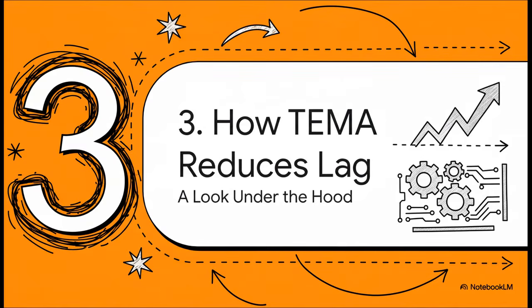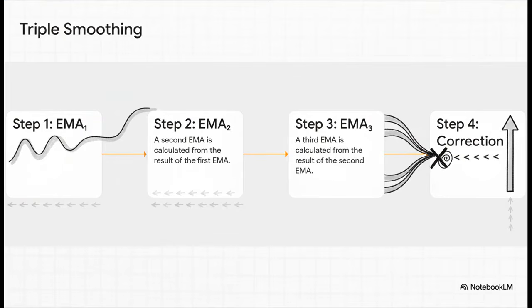Okay, so you're probably wondering, how on earth does it actually pull this off? How does it reduce the lag? Let's pop the hood and take a look. And don't worry, we're going to skip the super heavy math and just focus on the core concept, which is honestly pretty genius. So, it's this clever four-step dance. First, it calculates a normal EMA from the price. Simple enough. Then it gets interesting. It calculates an EMA of that first EMA, and then it does it a third time. Now, each of these steps adds more smoothing, but it also adds more lag.